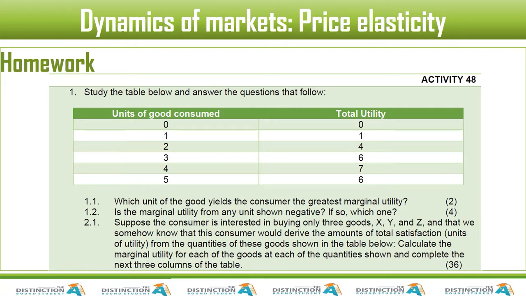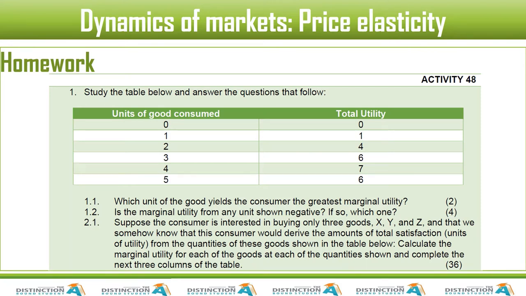Consuming good number 3 gives you a total utility of 6. That means the marginal utility is 2. Consuming good number 4 will give you a total utility of 7. That means the marginal utility is 1. Consuming good number 5 gives you a total utility of 6. That means the marginal utility is negative 1.